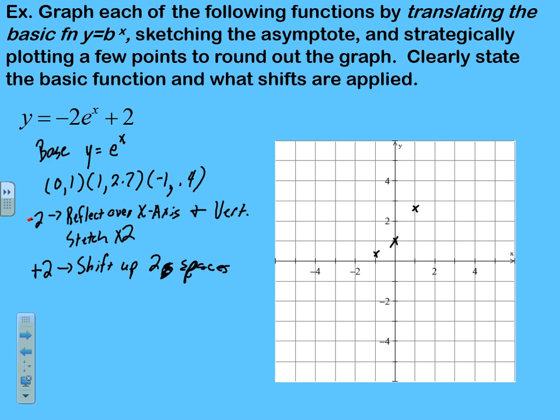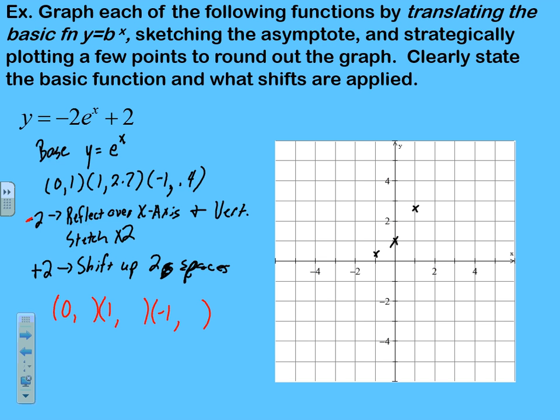So the negative of the negative 2 times e says we're going to reflect it over the x-axis, so that means an up and down movement. The 2 says we're going to stretch it up and down 2 times. And the plus 2 says, again, we're going to move it up and down 2 times. So there's no side-to-side movement here, so none of the x coordinates of my base function in this case are going to change.